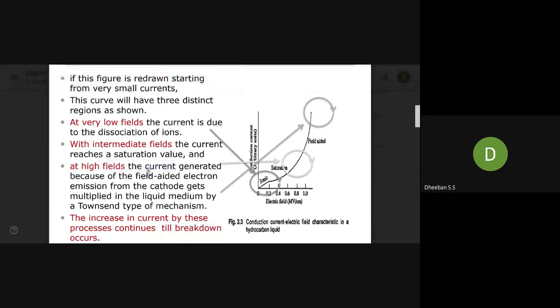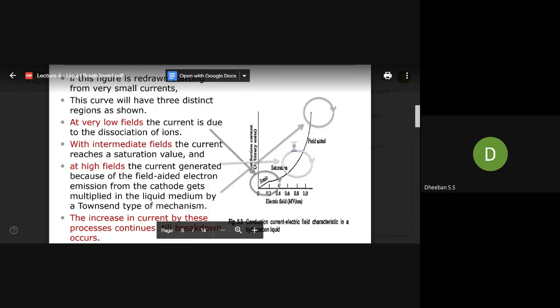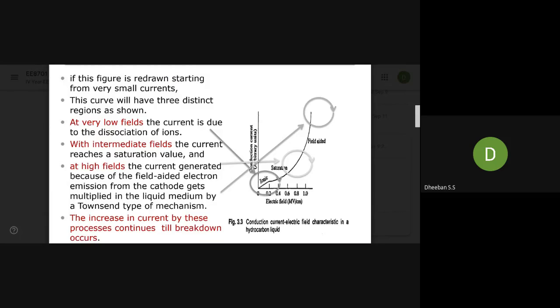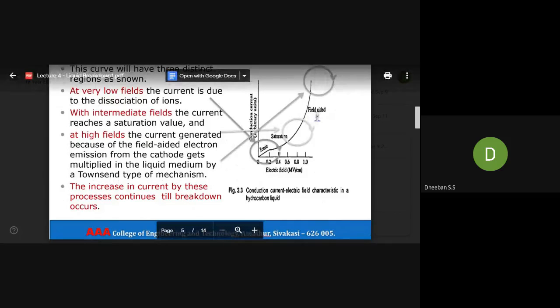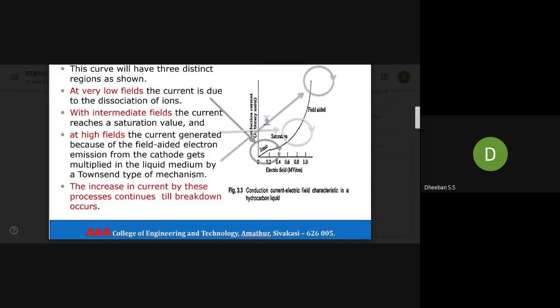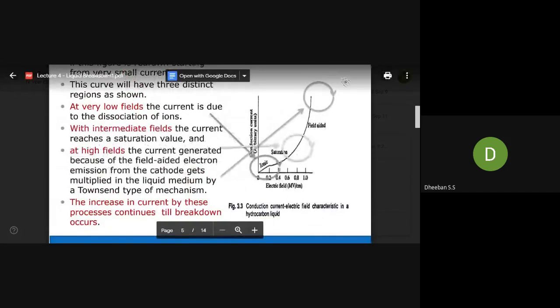At high fields, if you are still applying more electric field, the current is generated because of field aided electron emission from the cathode. Still, if you are increasing the high electric field, the current is generated due to the field aided electron emission from the cathode, multiplied in the liquid medium. This is mainly similar to your Townsend type mechanism, so this will be more or less similar to your gaseous breakdown only. The increase in current by this process continues till breakdown occurs. The increase in the current will be exponential till the breakdown occurs.